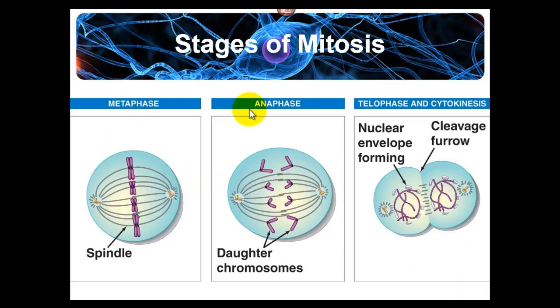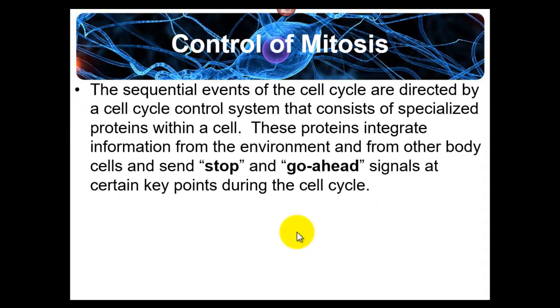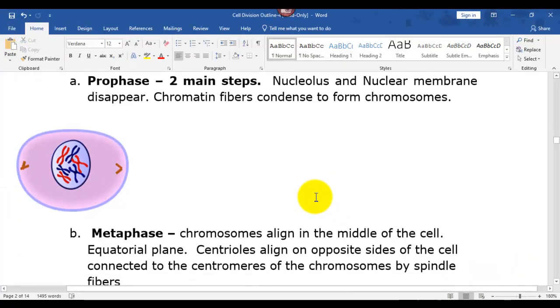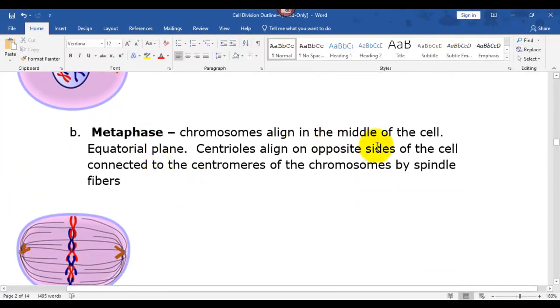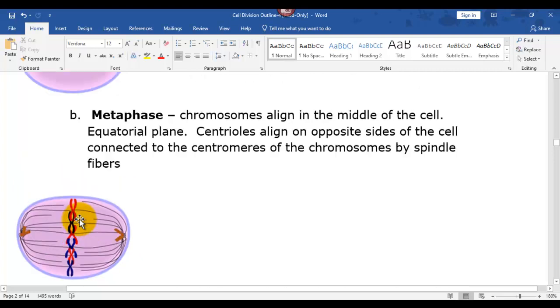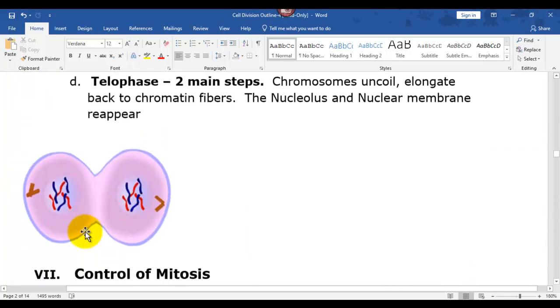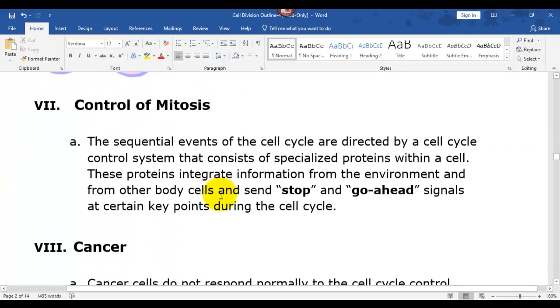Mitosis is prophase, metaphase, anaphase, telophase. Cytokinesis occurs during telophase. There is a term for when the nucleus gets pulled apart, and that's called karyokinesis. And the control of mitosis, there's a lot of things that control that. We'll get to that later. So there's prophase, metaphase, they line up right in the center, just like it's saying. Anaphase, see they're being pulled apart, and then there's telophase.